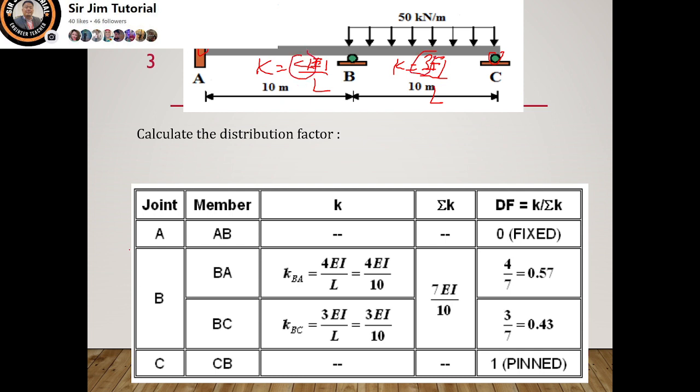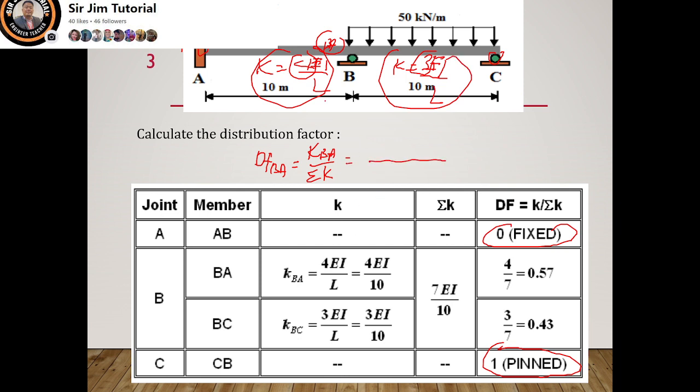Now, let's compute the distribution factor. The distribution factor for the fixed end is 0, while for the pin or roller it is equal to 1. Now, if we compute the distribution factor for BA, DF BA is just equal to, again, KBA over summation of K. Summation of this K and then this K. That's why you have this value.